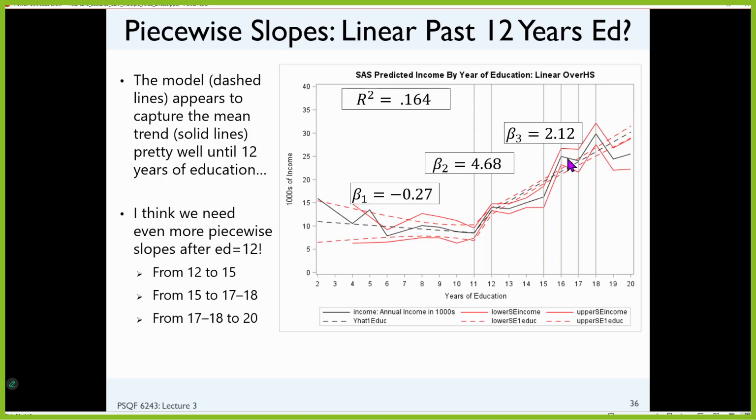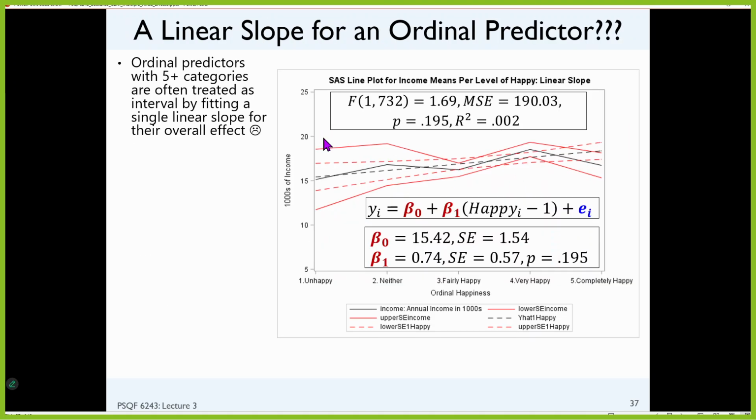But for now, we leave it as linear. So I would say in practice, if I were addressing a reviewer's concern, I would probably not have reported this model in the first place if I could come up with something better. And so then the tests of the slope comparisons would necessarily differ if the model differs. But this is the total story right there.